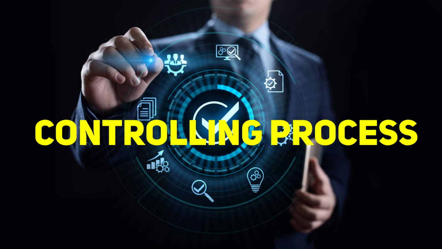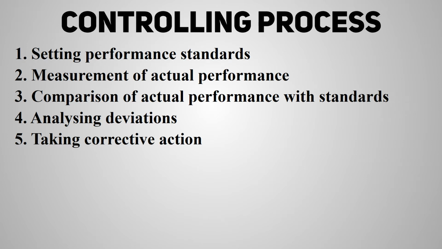Starting with the controlling process. The controlling process is a systematic process which involves some steps like setting performance standard, measurement of actual performance, comparison of actual performance with standards, analyzing deviation, taking corrective action.